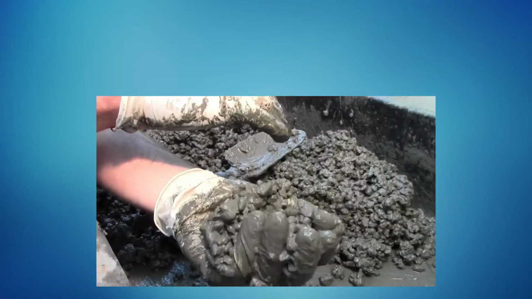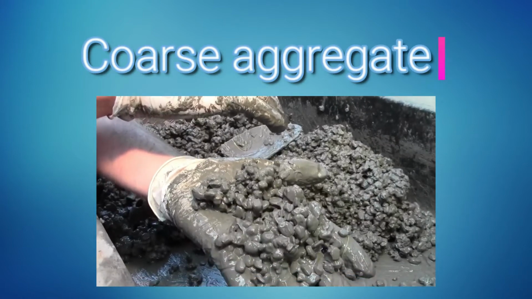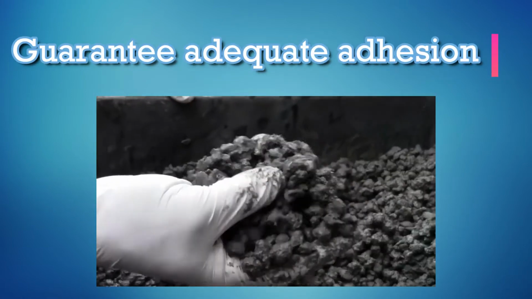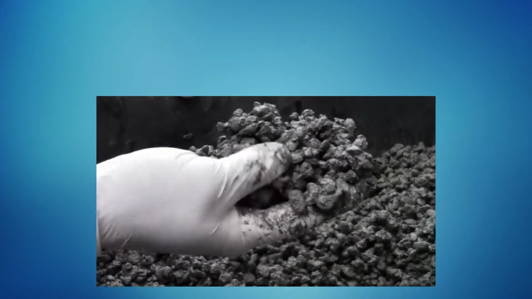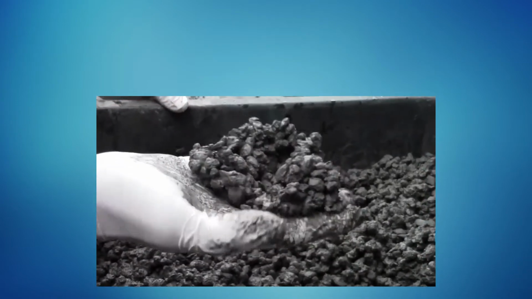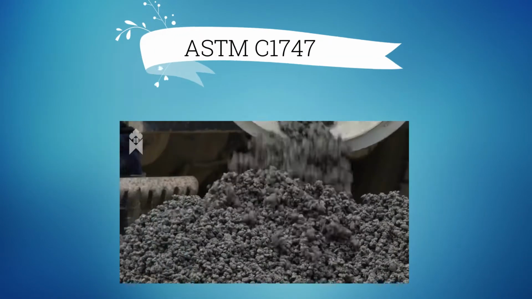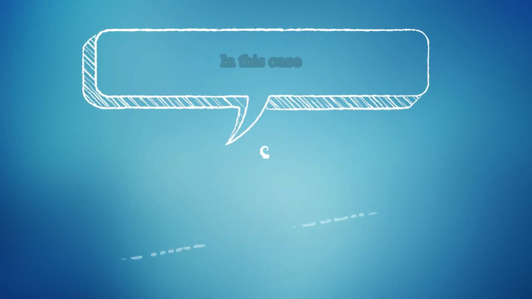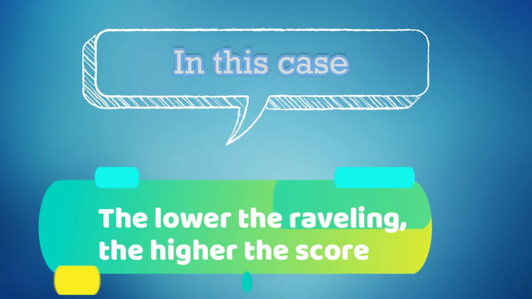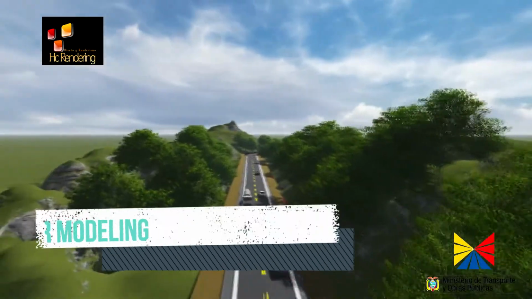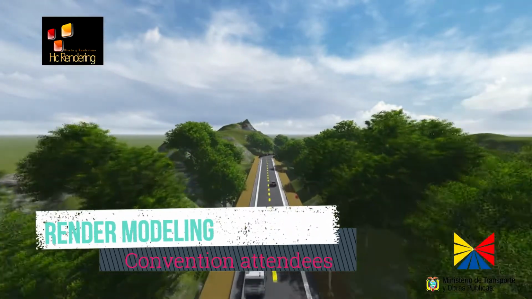Since there is a series of spaces between the coarse aggregate used, it is necessary to guarantee adequate adhesion between them, for which the resistance to degradation will be measured in accordance with ASTM C1747. In this case, the lower the raveling, the higher the score. Render modeling will be evaluated by those attending the convention.